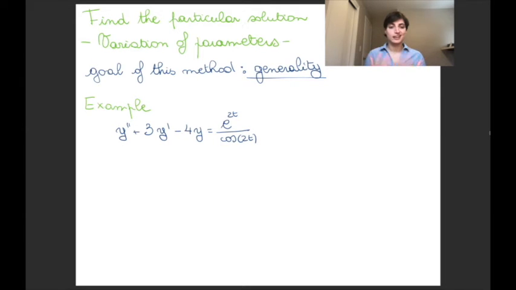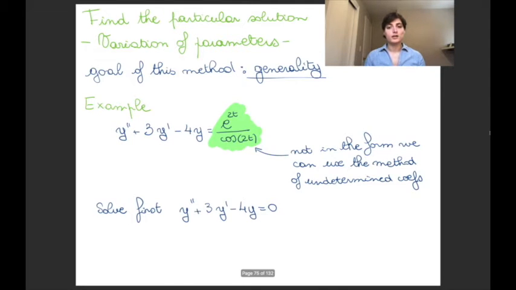Undetermined coefficients cannot solve this because our right-hand side is not in the form we want it to be. Instead of being a product of things or a sum of things, it is a fraction between two things we could solve for. So in this method, we're going to first solve the homogeneous ODE, and then build on that to solve the non-homogeneous ODE.